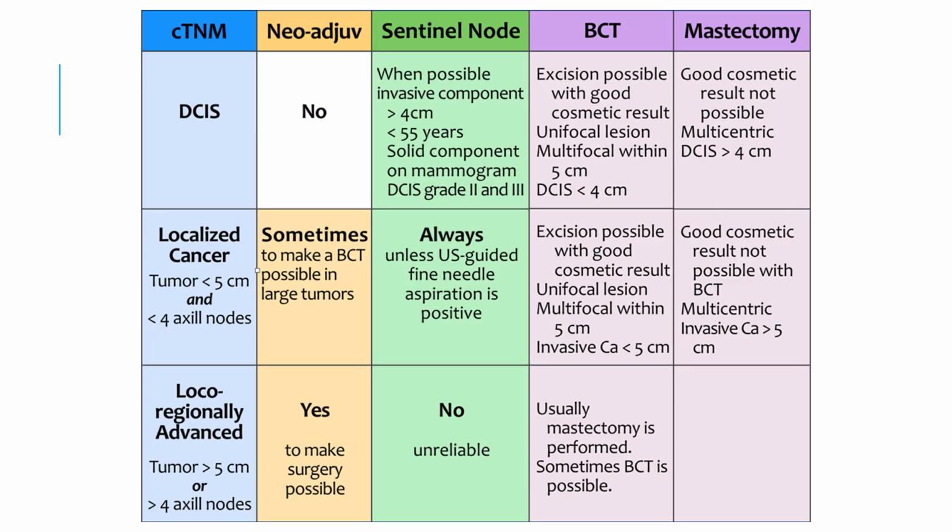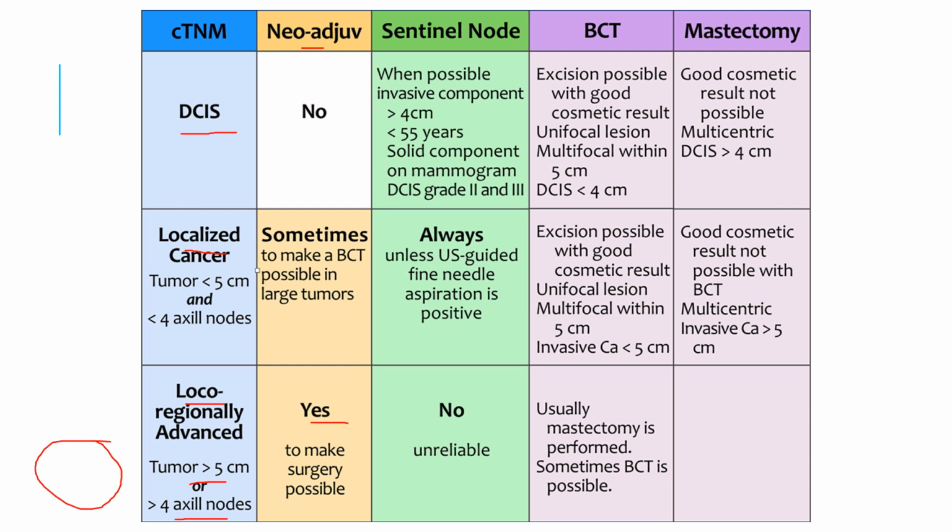Now, what we do for the cancer can be told like a carcinoma in situ, a localized cancer, or loco-regionally advanced cancer, or a metastatic cancer. Now, when do we give a neoadjuvant chemo? Neoadjuvant chemo is given for a loco-regionally advanced tumor, which is a tumor more than 5 centimeter, or more than 4 axillary lymph nodes, which is N2 disease. Okay, so that means it's a very big lesion.